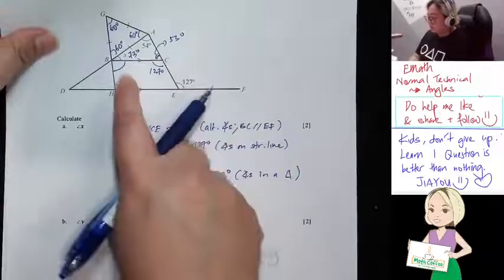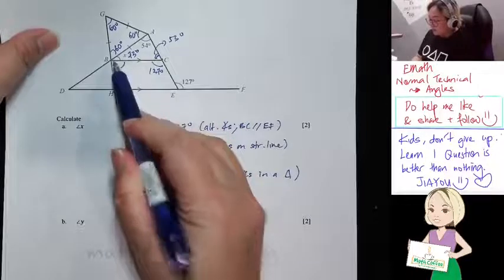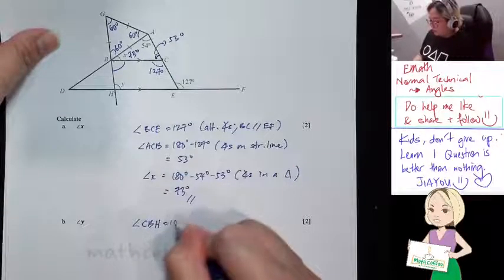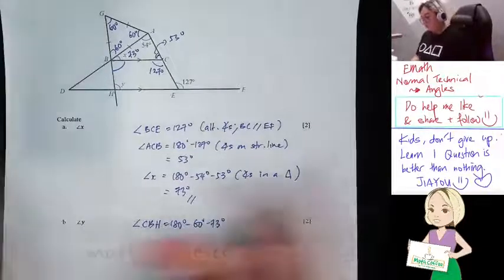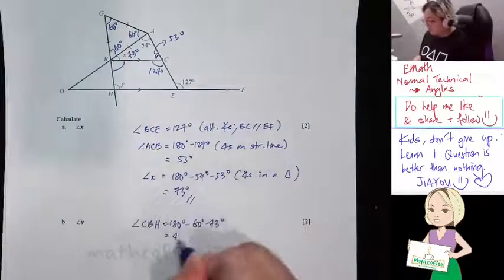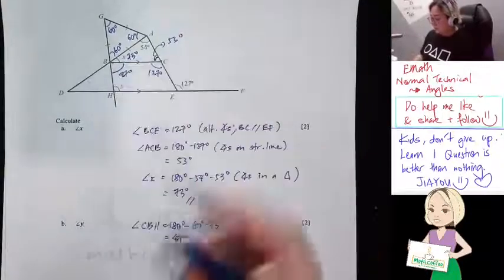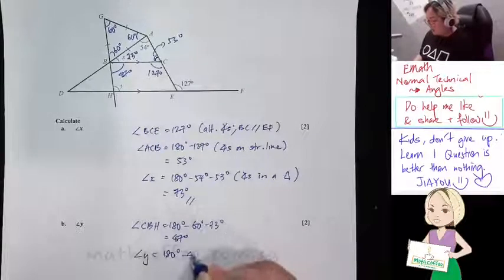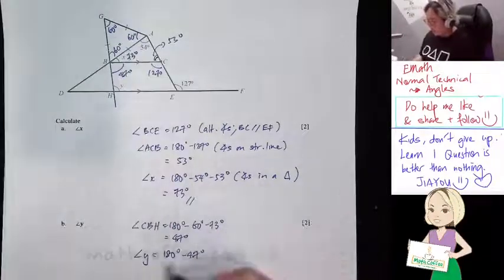Okay, so see here, I will say angle CBH is equals to 180 degree minus 60 degree minus 73 degree. So 180 minus 60 minus 73 give us 47 degree. So here is 47 degree. So angle Y is interior angle. So I will just say angle Y is 180 minus 47 degree. So we have 133 degree.